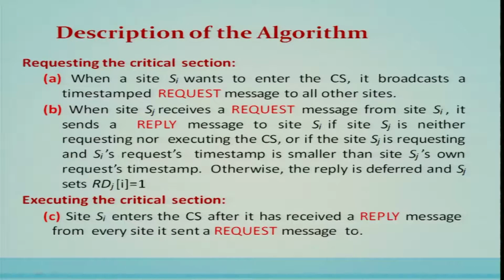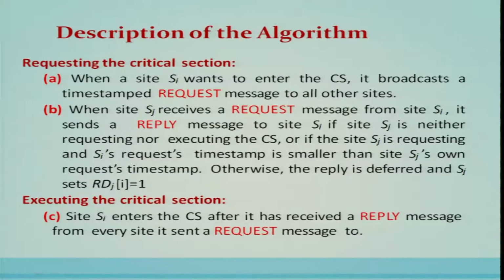So, when a site Si wants to enter the critical section, it broadcasts a timestamped request message to all other sites. Now, when Sj receives a request message from site Si, it sends a reply to the site Si if the site Sj is neither requesting nor executing the critical section, or if the site Sj is requesting and Si's request timestamp is smaller than Sj's own timestamp. Then also it will send a reply.